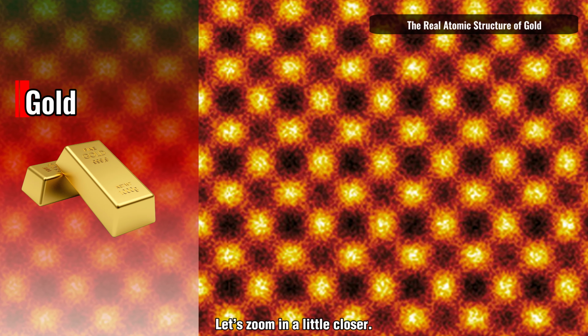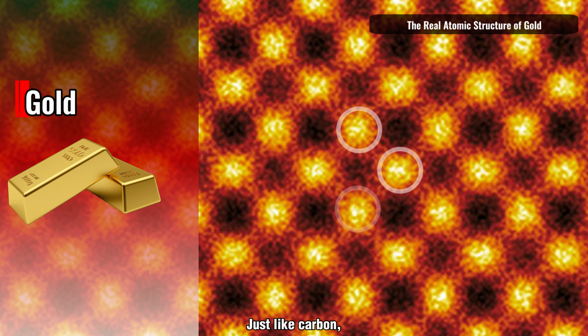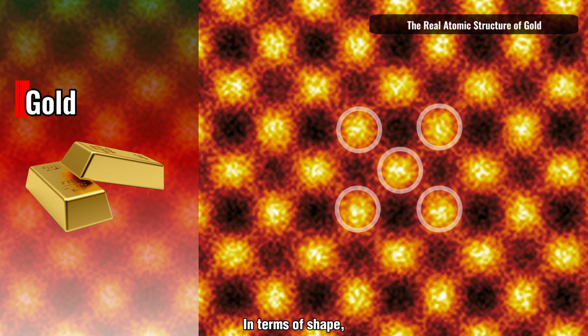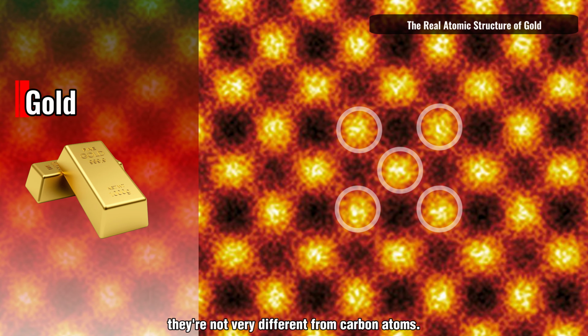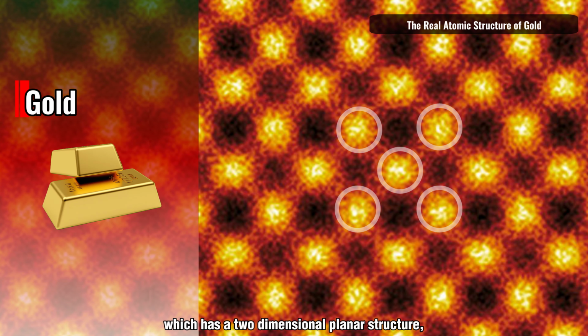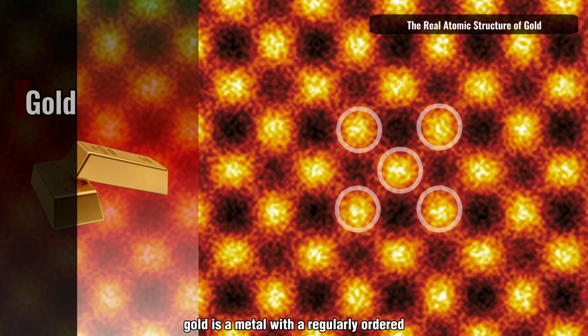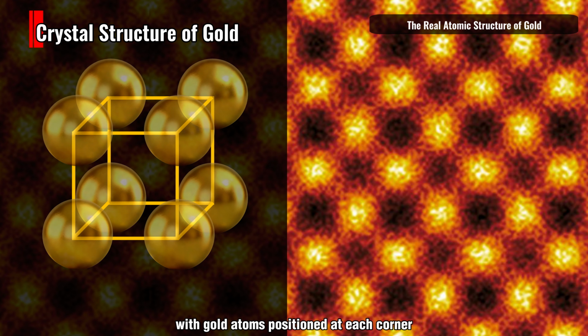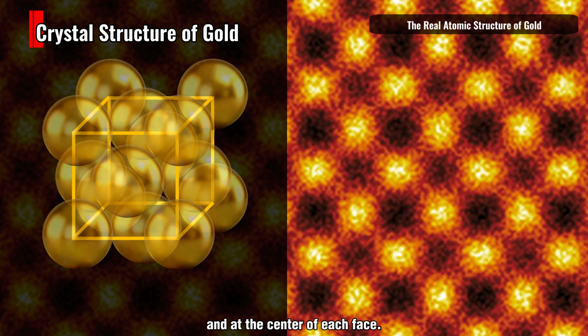Let's zoom in a little closer. Just like carbon, all of the round shapes you see on the screen are gold atoms. In terms of shape, they're not very different from carbon atoms. The difference lies in how they are arranged. Unlike graphite, which has a two-dimensional planar structure, gold is a metal with a regularly ordered three-dimensional lattice. In fact, the basic structure of gold is built around a cube, with gold atoms positioned at each corner and at the center of each face.